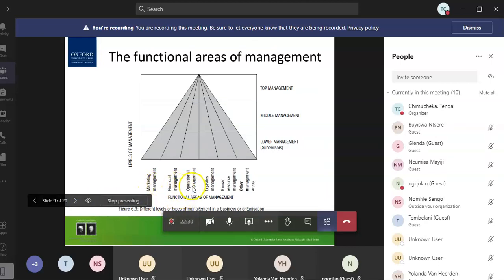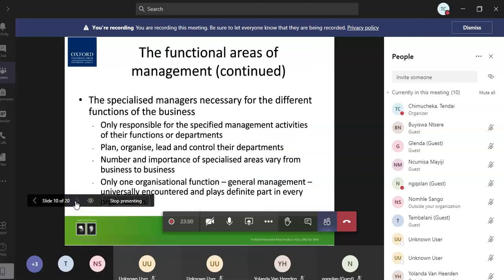Here we look at the functional areas of management, the various functions that we have. Middle level managers are normally responsible for managing functions in the organization. These include examples such as those that I gave: marketing, financial management, operational management, human resources management, purchasing and supply management, and so forth. Functional areas of management are specialized managers that are necessary for different functions of the business. So they are middle level management.